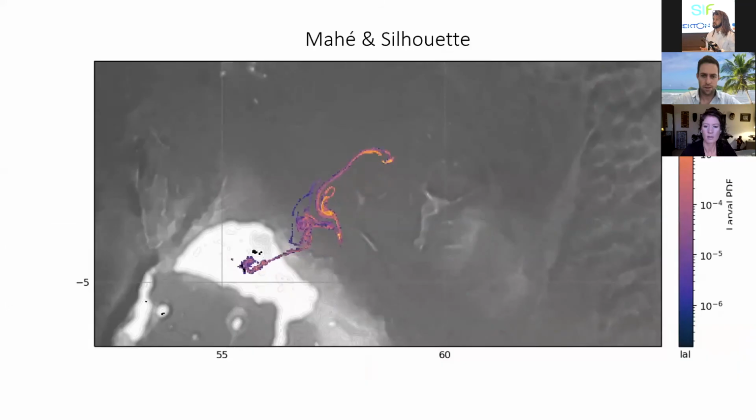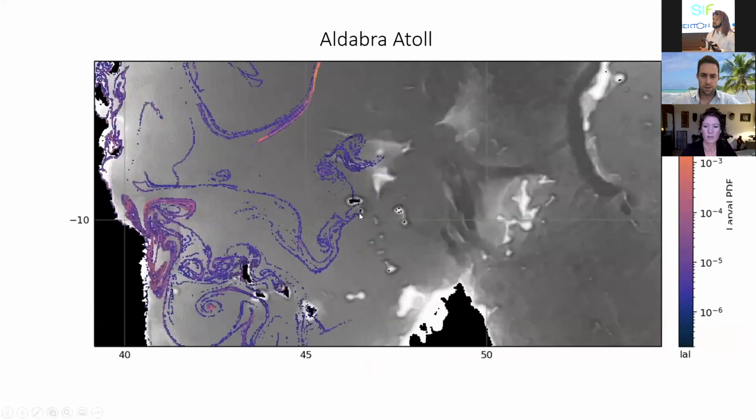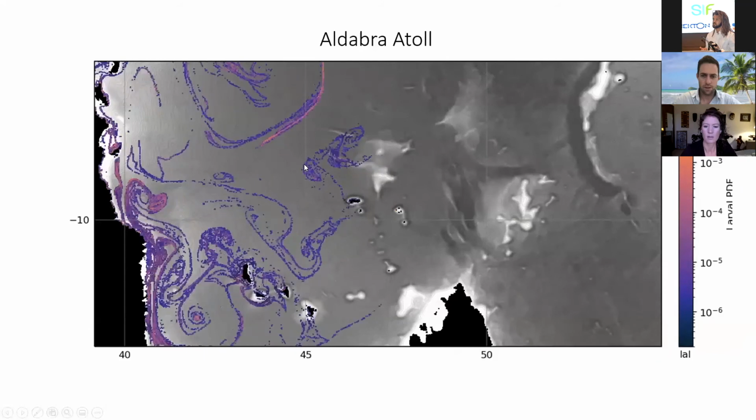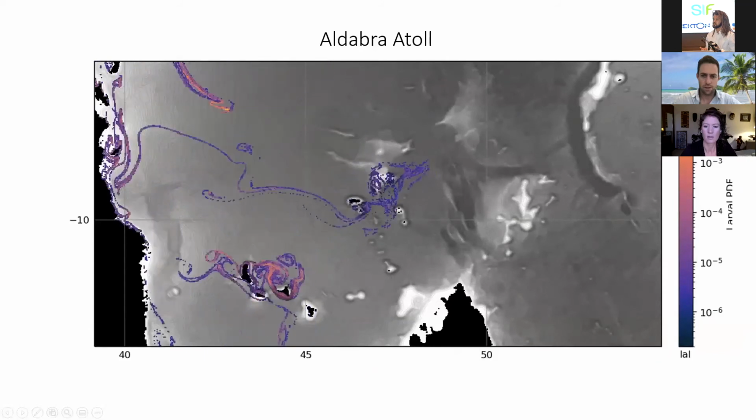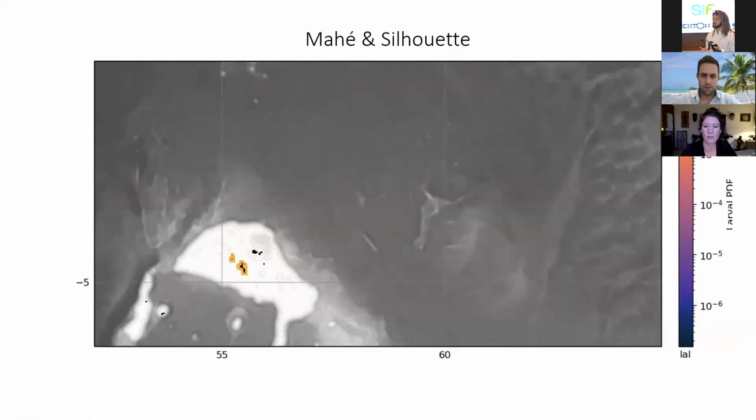So for example, if we get back here, if my computer doesn't freeze, is this pattern of connectivity from Aldabra just happening once here in this one snapshot, or is this consistent over a longer period of time?